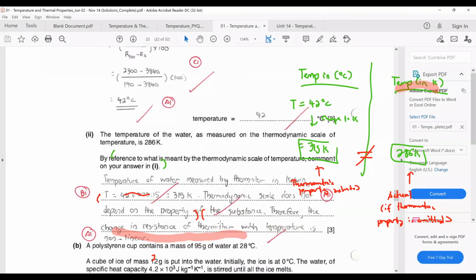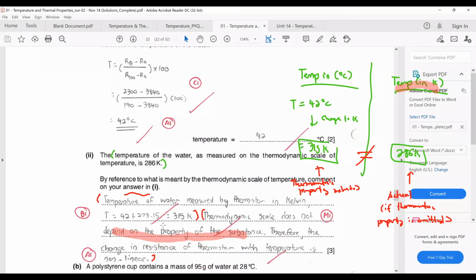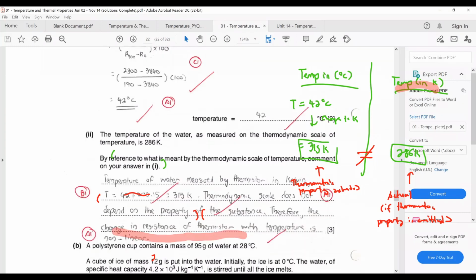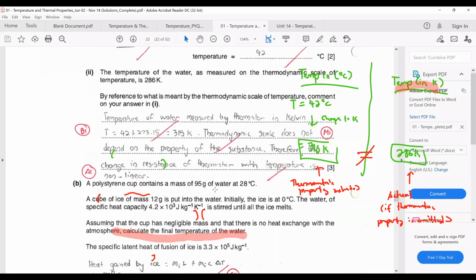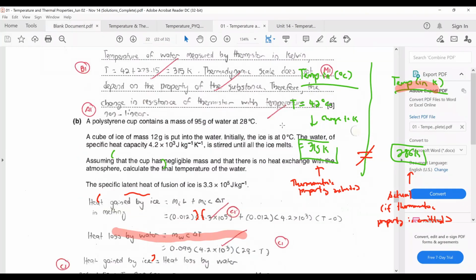Thermodynamic scale does not depend on property, therefore the change in resistance of the thermistor is non-linear. Yeah, okay. So that part should be okay. Then after that, I just go to the last part of your question.